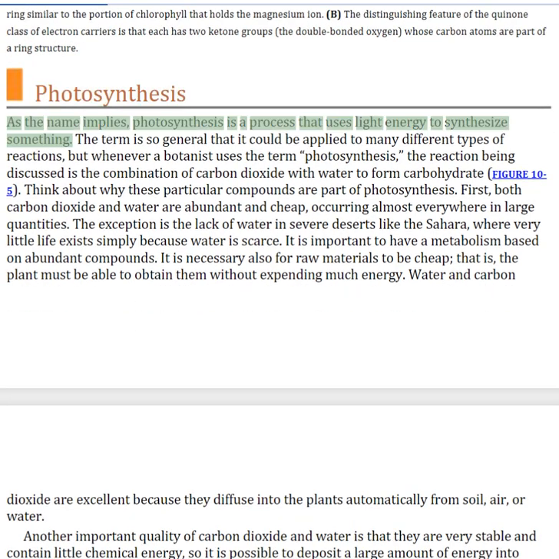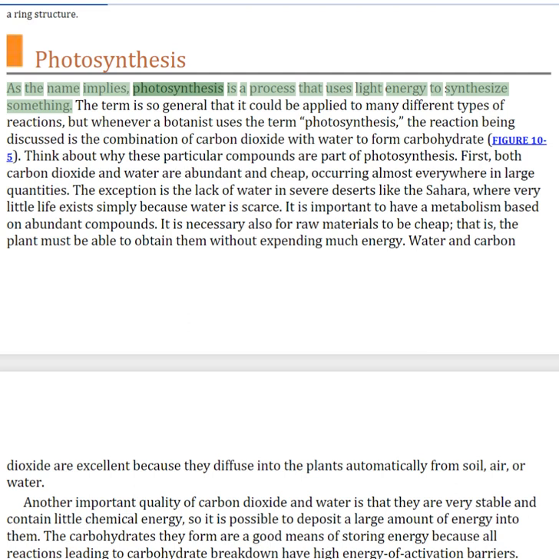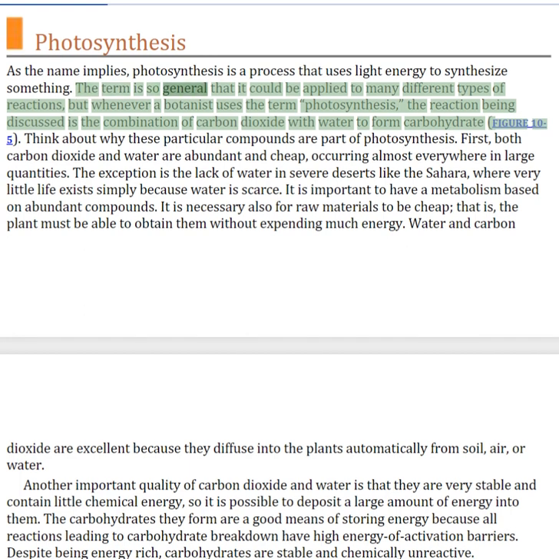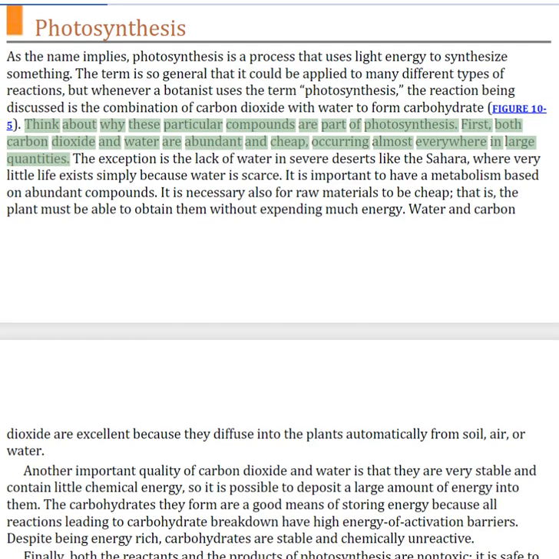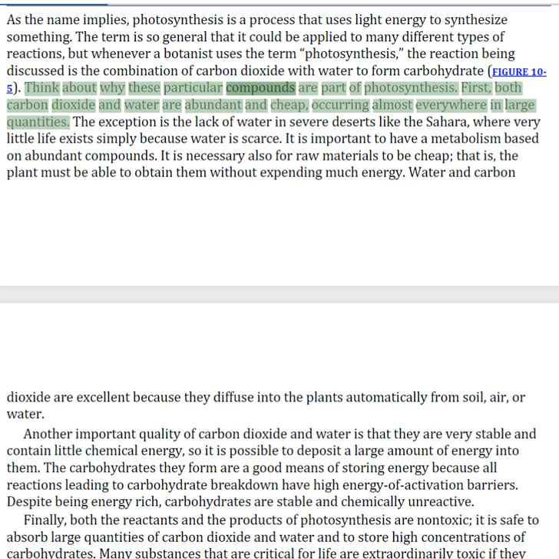Photosynthesis. As the name implies, photosynthesis is a process that uses light energy to synthesize something. The term is so general that it could be applied to many different types of reactions, but whenever a botanist uses the term photosynthesis, the reaction being discussed is the combination of carbon dioxide with water to form carbohydrate, Figure 10.4. Think about why these particular compounds are part of photosynthesis.